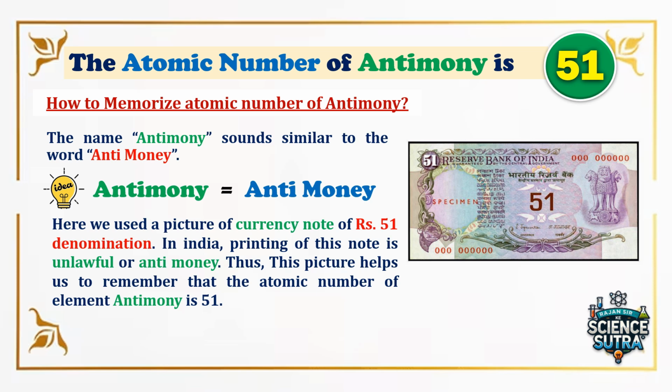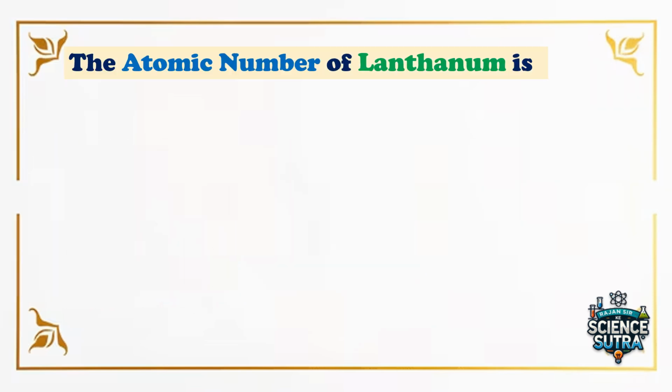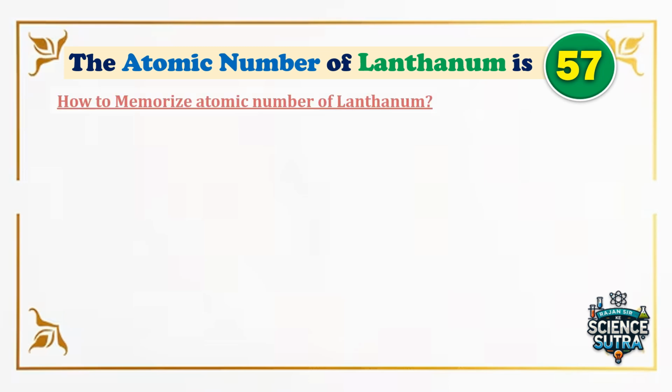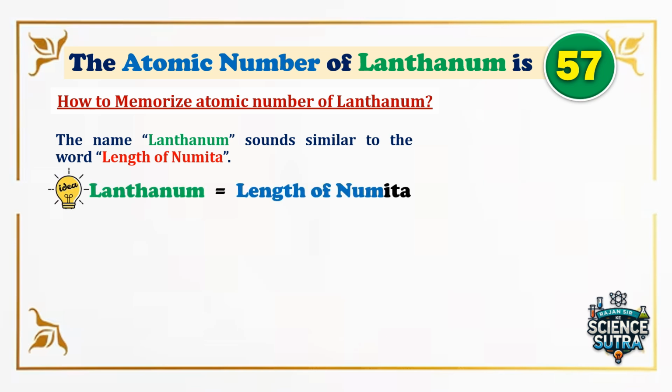I think this is very funny, and we can learn easily atomic number of elements by using these funny things. Okay, so next element is lanthanum. Lanthanum atomic number is 57. So how to memorize atomic number of lanthanum? The name lanthanum sounds similar to the words length of Namita. So idea is lanthanum is equal to length of Namita.